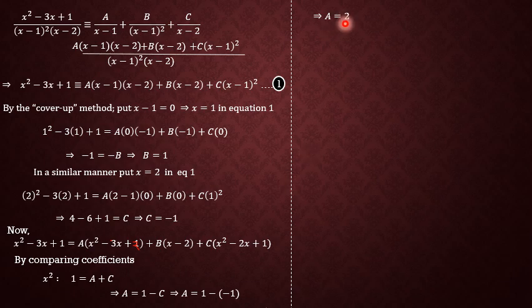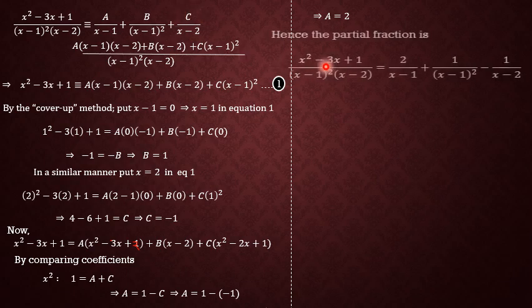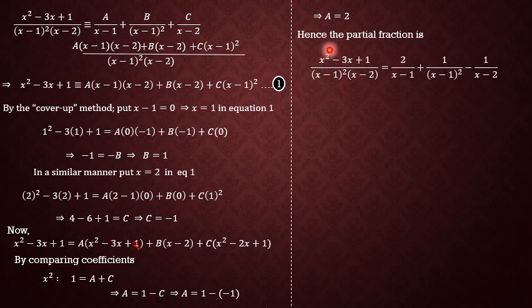So now I know my a, I know my b, and I know my c, and therefore this partial fraction can be written with respect to my values of a, b, and c. All right, hence the partial fraction is this.